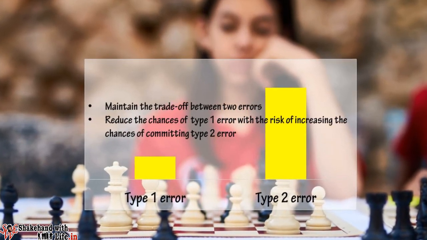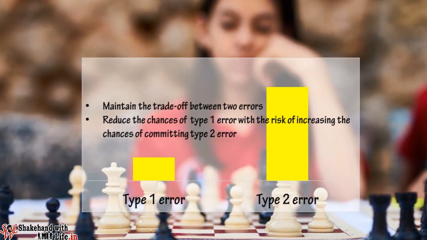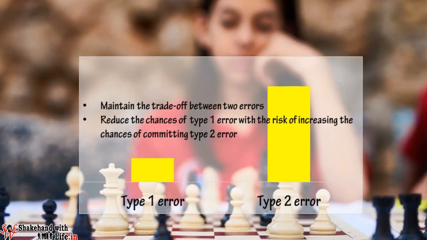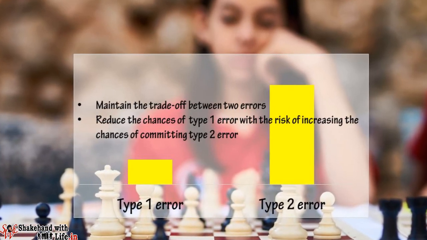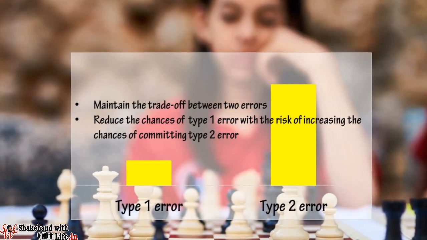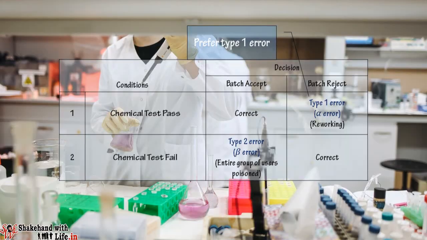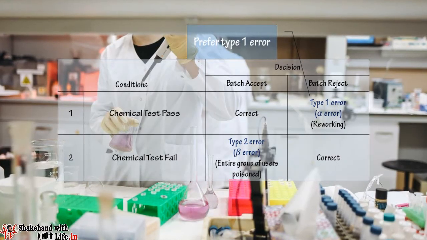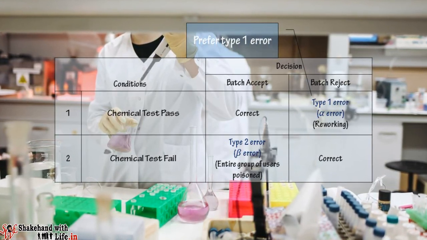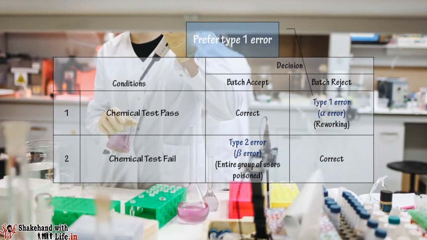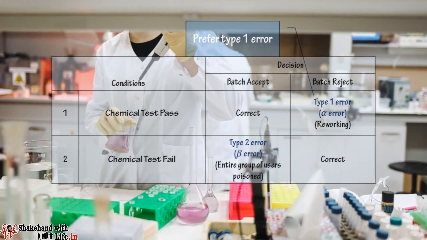Therefore, there should be a trade-off between the two types of errors, which means that the probability of making one type of error can only be reduced if we are willing to increase the probability of making the other type of error. To deal with this trade-off in business situations, the decision makers decide the appropriate level of type 1 error by examining the costs or penalties attached to both types of errors.